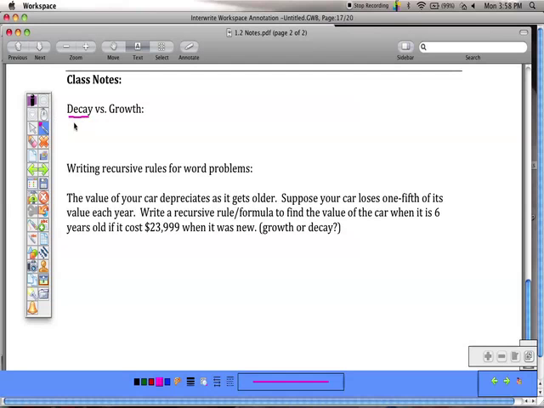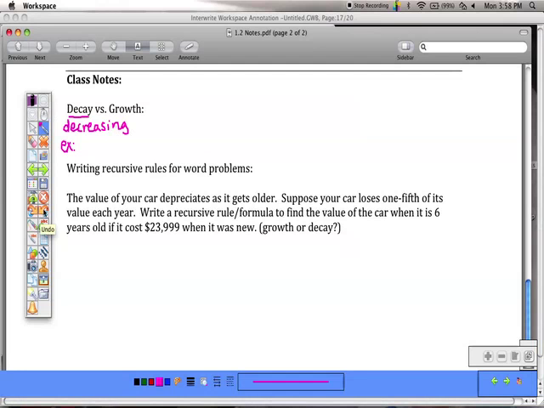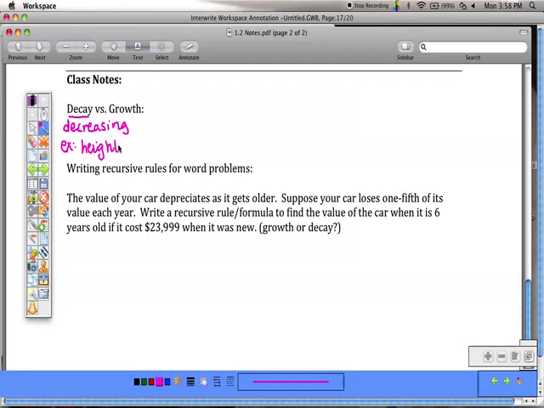Decay is when something is decreasing. An example is the height of a bouncing ball as it bounces over time. That's an example. A bouncing ball, the height of a bouncing ball, I should say. And if it's decay, your common ratio is between 0 and 1. All right, so here R stands for your common ratio.